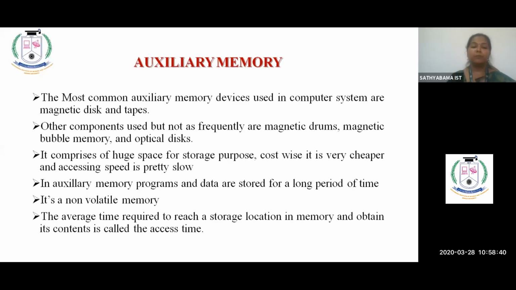Now when you compare the main memory and the auxiliary memory, you can see the main memory holds the program as well as the instructions when the program is in execution, whereas the auxiliary memory holds the program and instructions when the program is not in use, when it is in a non-active state. That's the main difference between the main memory and the auxiliary memory.